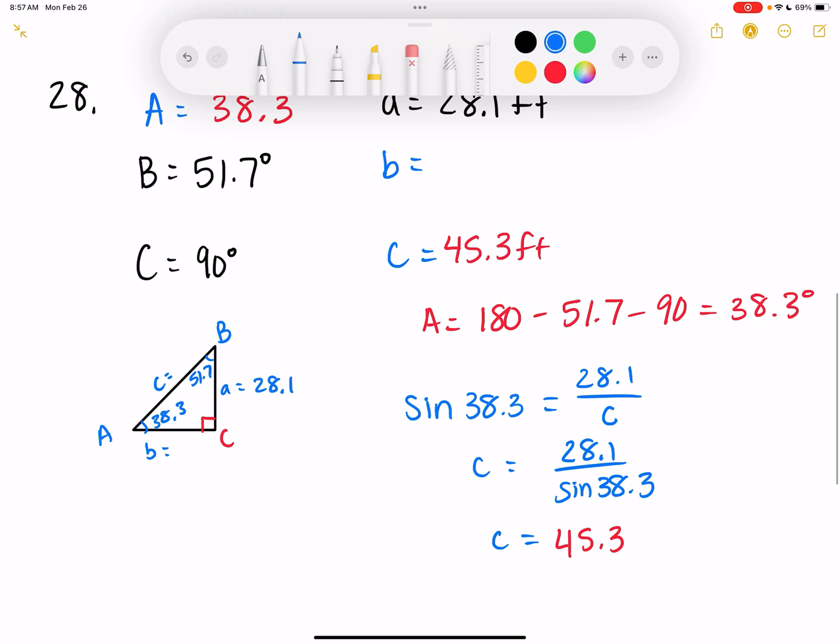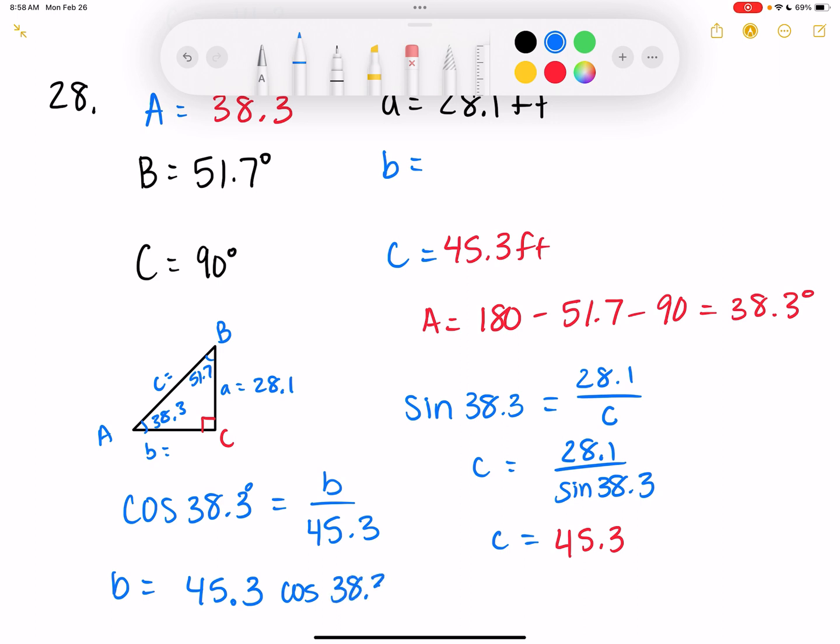So cosine of 38.3 is equal to B over 45.3. Now this one's a little different. What's the difference about the way this one's set up from the other ones? Yeah, what I'm solving for is on top. So how do I solve for it then? Yes, multiply 45.3. So this one is going to be B is equal to 45.3 times the cosine of 38.3. So this one you just don't have to divide.